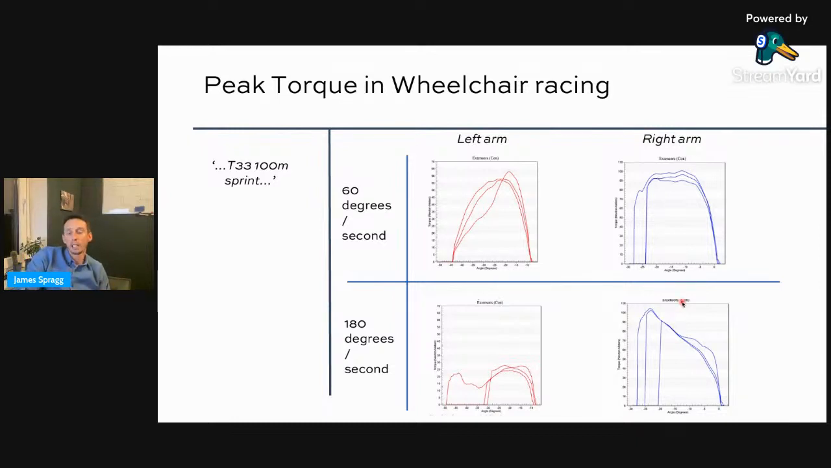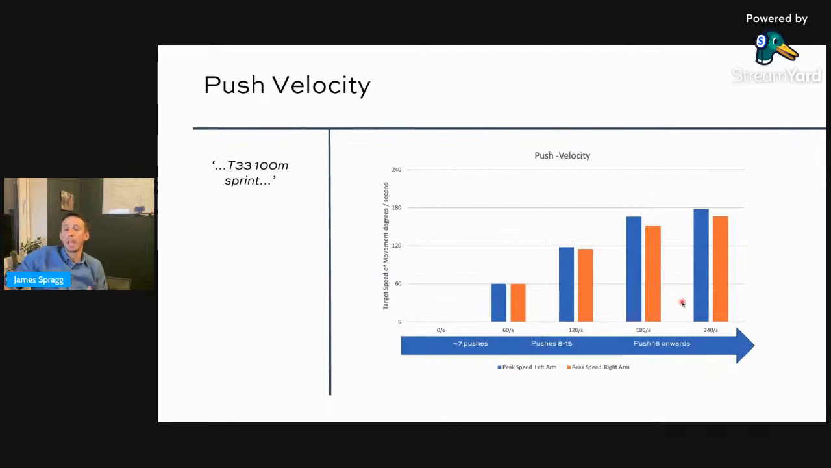The next thing we looked at was whether they were even able to push their ring fast enough that they didn't slow it down. If they can't at least match the speed at which the push ring is currently rotating, and they touch the ring at that point, it will actually slow the chair rather than accelerating it or keeping the same speed. So we got them to push at a relatively low force at 60, 120, 180, and 240 degrees per second.